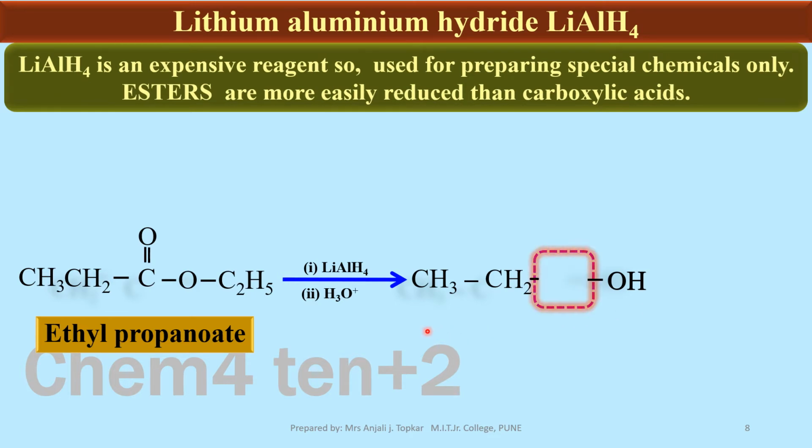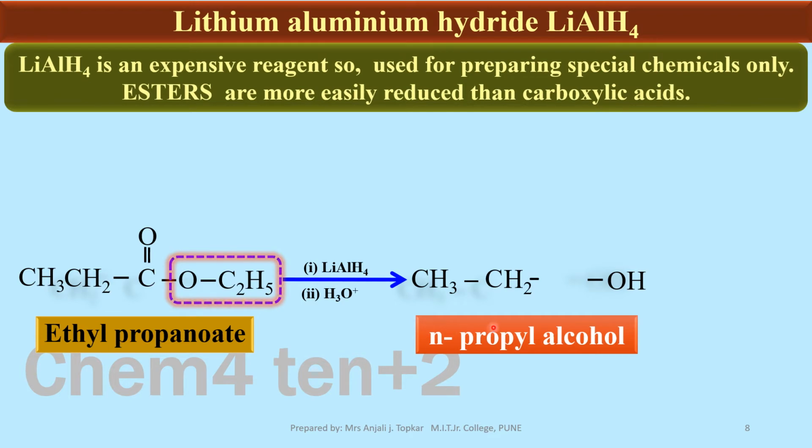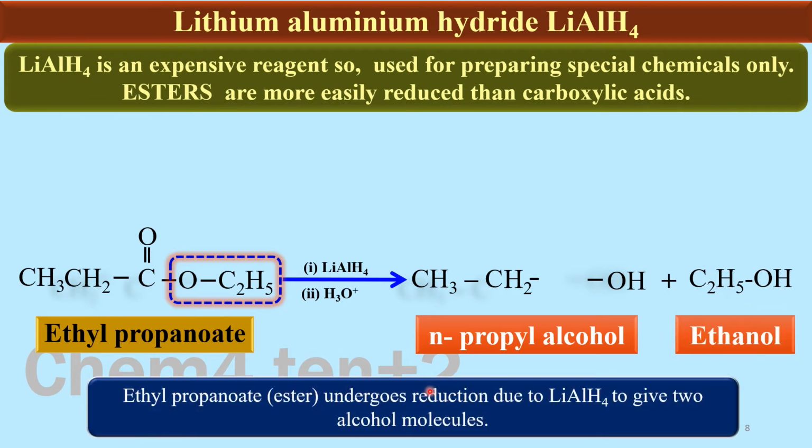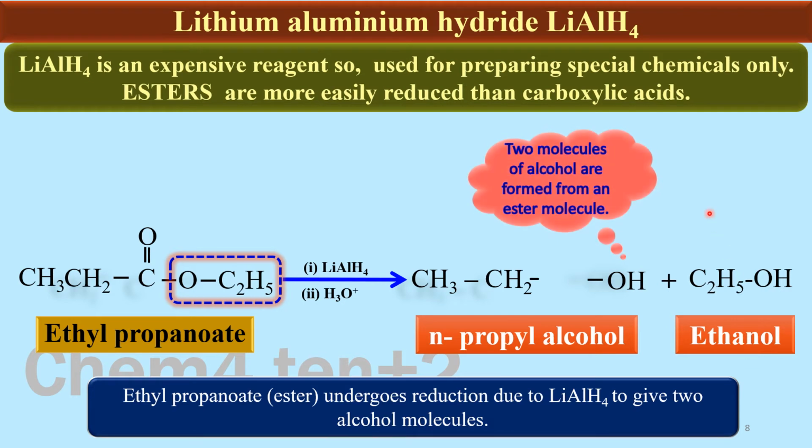This is N-propyl alcohol, and in addition to this we get ethanol, that is C2H5OH. Ethyl propanoate, that is the ester, undergoes reduction due to lithium aluminium hydride to give two alcohol molecules. Here it is found N-propyl alcohol and ethanol. So two molecules of alcohols are formed from an ester molecule.